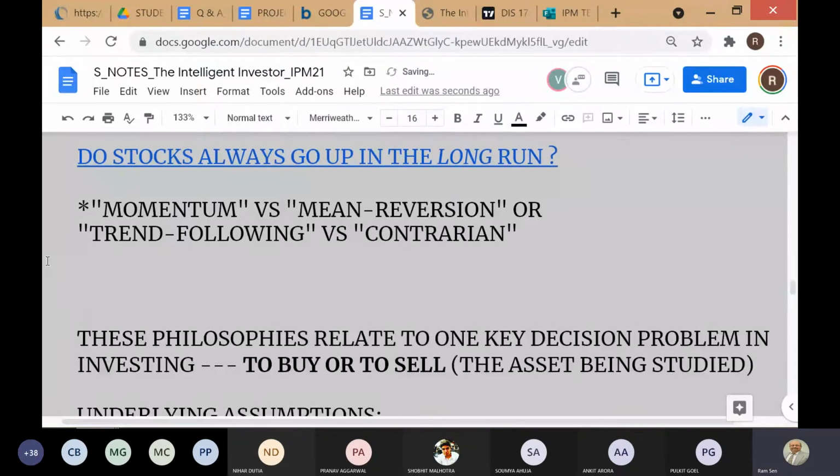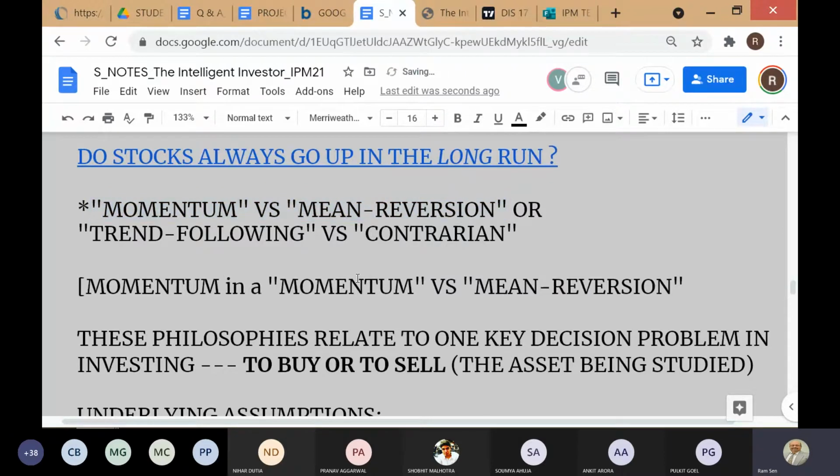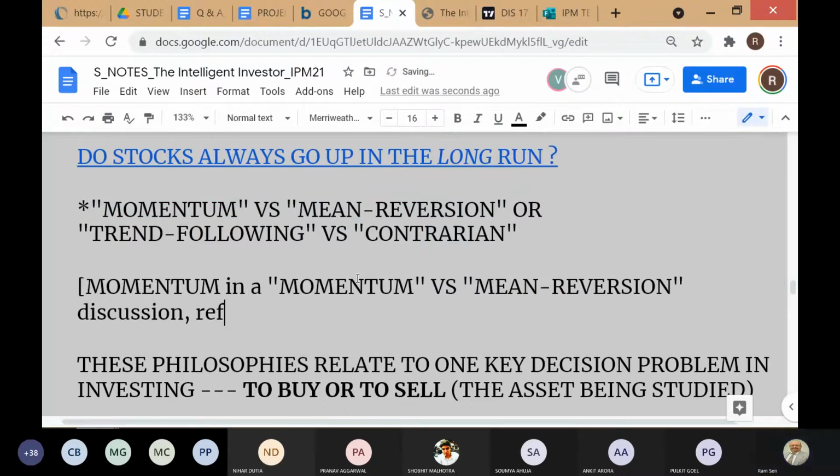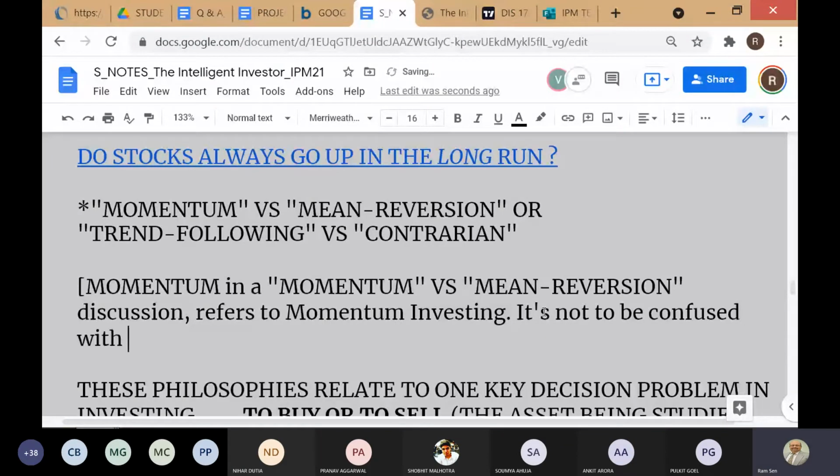Okay, so momentum in this discussion refers to momentum investing, momentum as an investing philosophy. It's not to be confused with the momentum oscillator, with momentum in PA, with the momentum indicator. Let's call it an indicator.